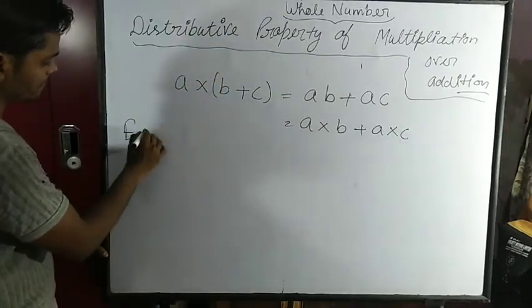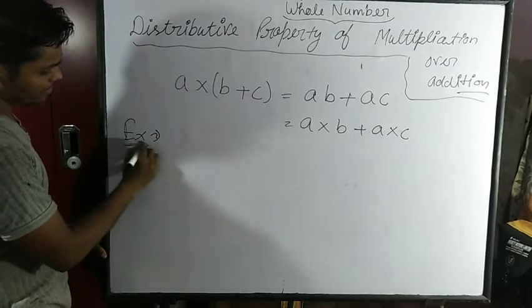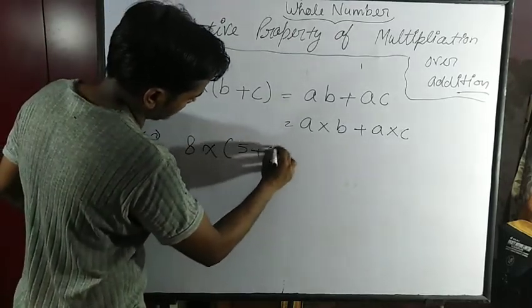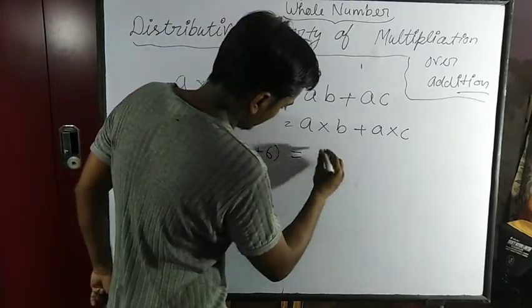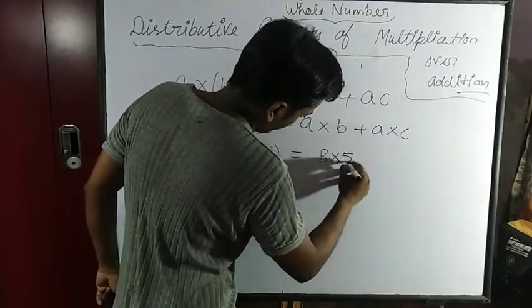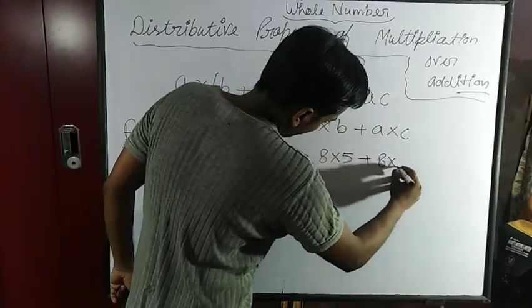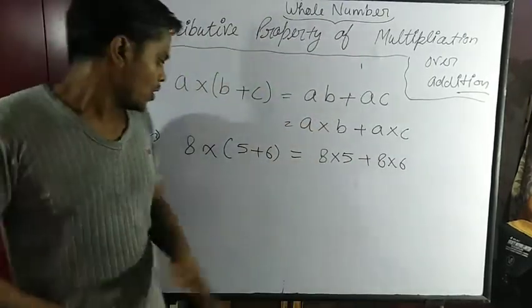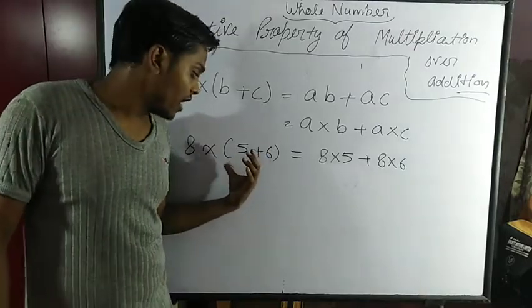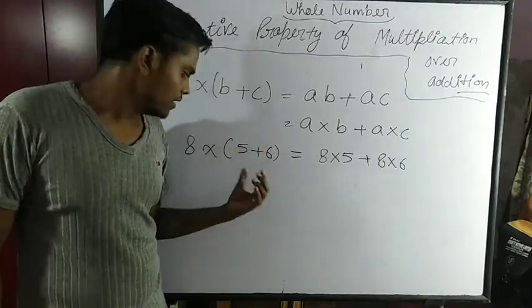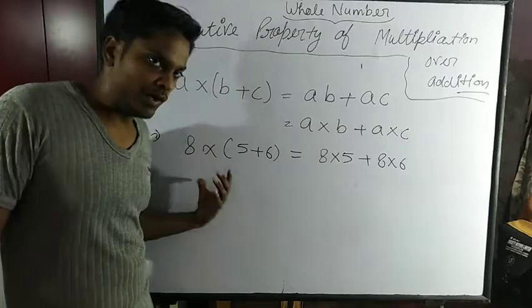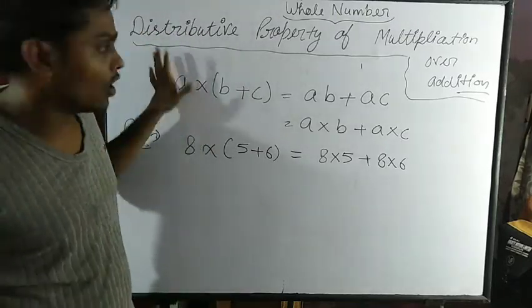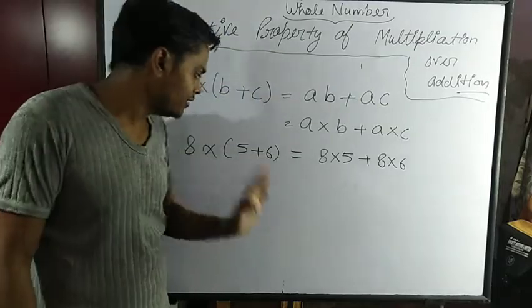For example, see, 8 multiplied with (5 plus 6). So it will become 8 multiplied with 5 plus 8 multiplied with 6. You can say, why are we not solving it by 6 plus 5 is 11, 11 into 8, that will become 88. See beta, this is the distributive property of multiplication.